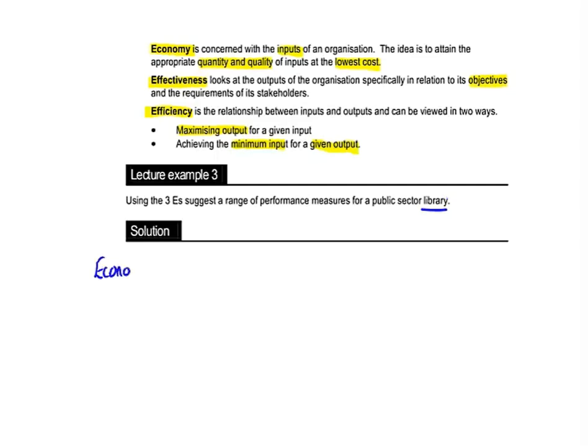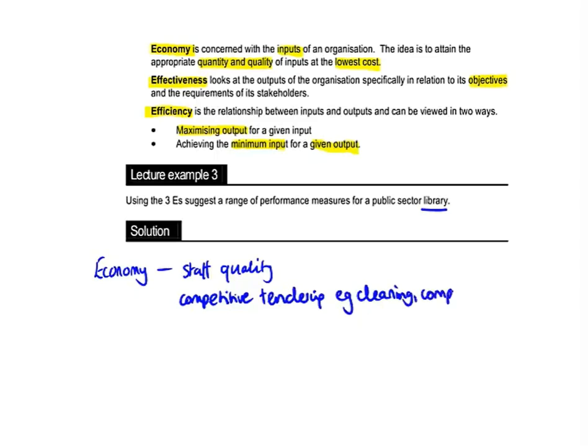If we're thinking about economy, first of all, we need to think about the cost of the inputs. Value for money could come about through the staff. We want to make sure we have staff of sufficient quality. However, they're not all going to need to be trained librarians. We might have a mixture of different skills. We also need to think about competitive tendering for some of the services the library will require, for example cleaning and computers. And a local authority can use its purchasing power for multiple libraries to club together and get a better deal on those items.